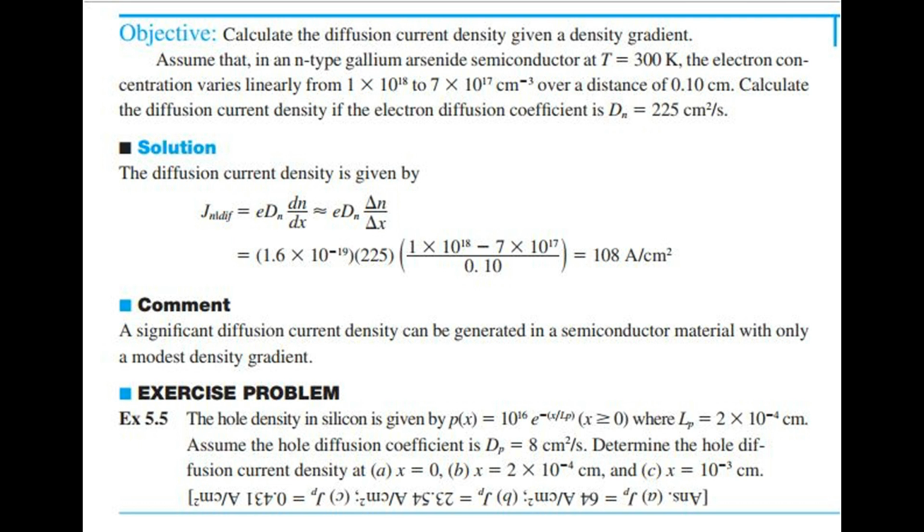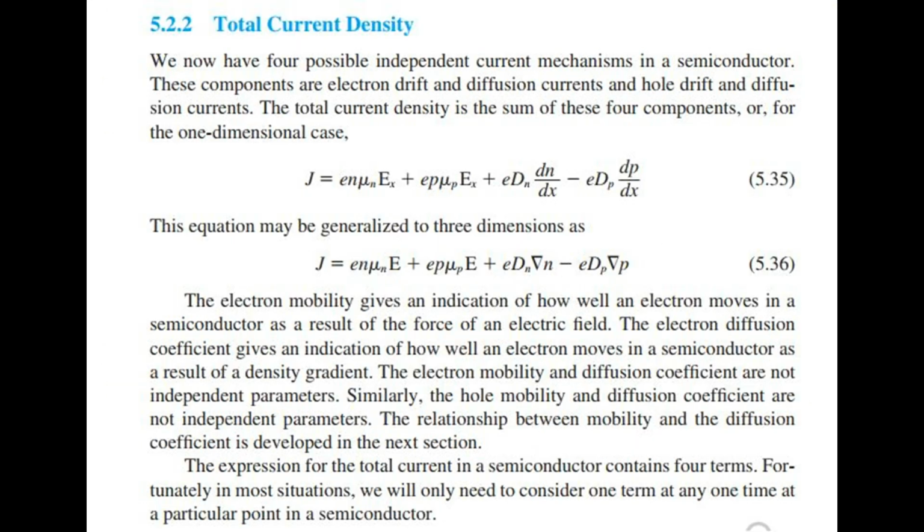Total current density. We now have 4 possible independent current mechanisms in a semiconductor. These components are electron drift and diffusion currents and hole drift and diffusion currents. The total current density is the sum of these 4 components, or, for the one-dimensional case.